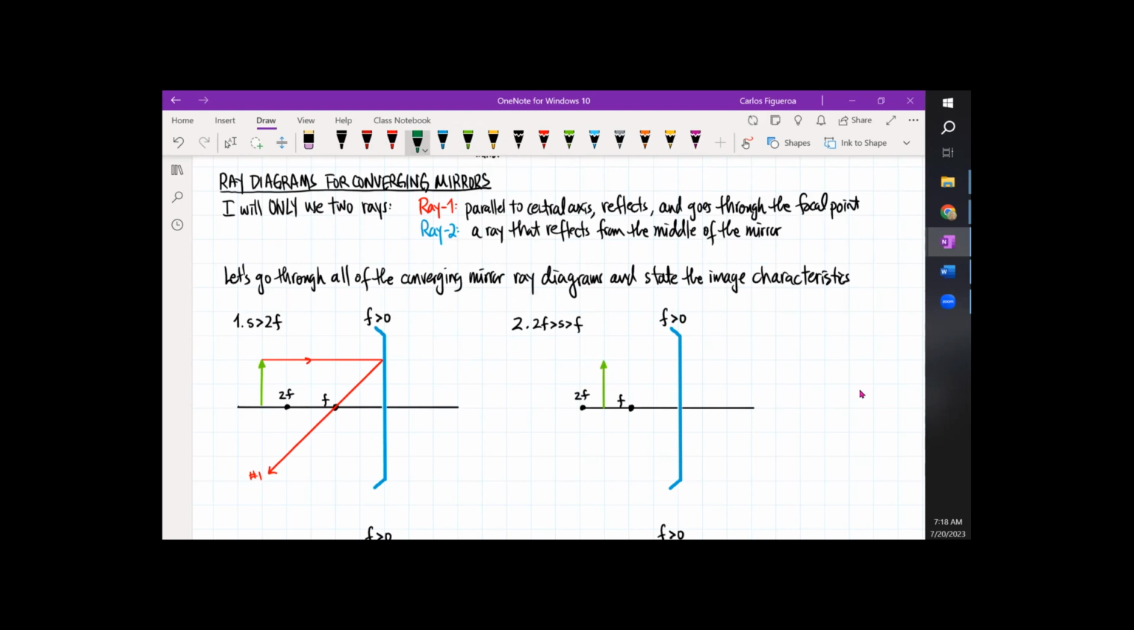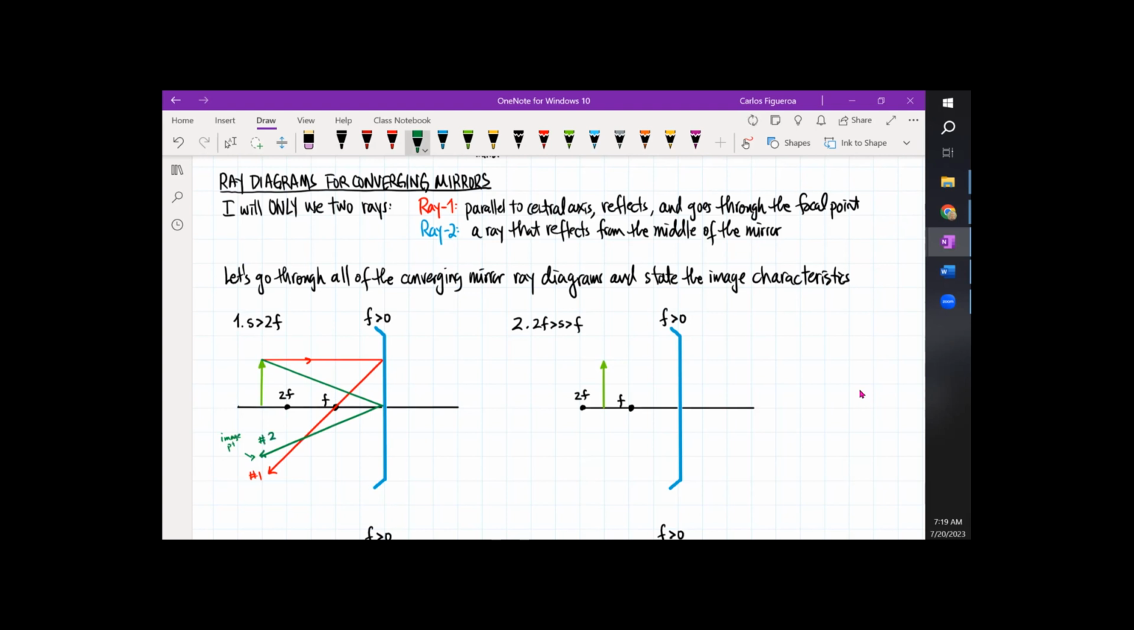Now look what I'm going to do here. The way you want to do that is you take the object and create an image point. You can see that I take the top of the object and create an image point that's at the exact same height. So now here I go. It's going to go to the center and then reflect at the exact same angle. So now this is ray number 2.